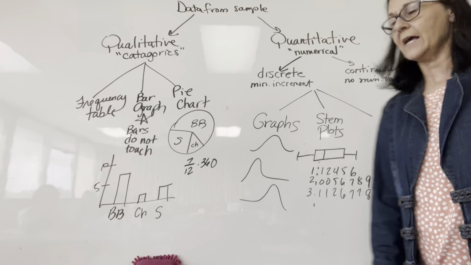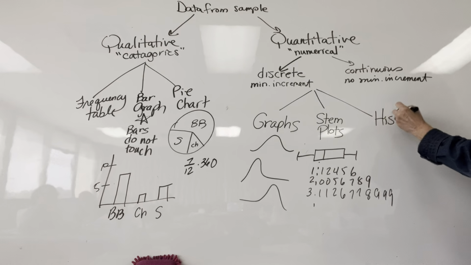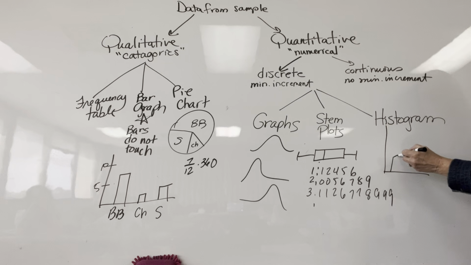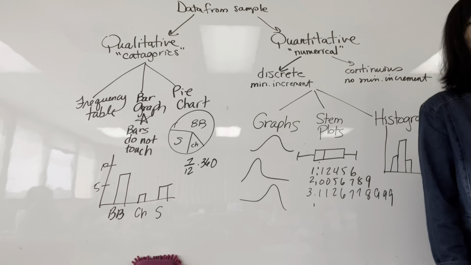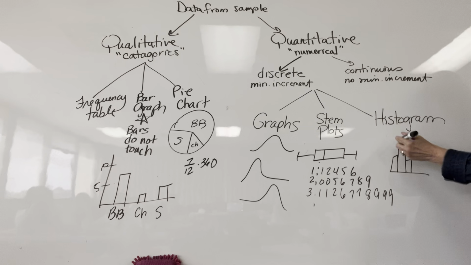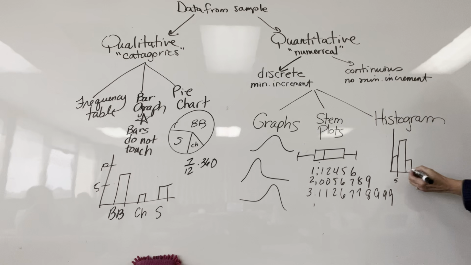And the last one is a histogram. A histogram is what you've seen on the ACT. It's a bar graph that touches. What is the difference? Okay, I really need to draw this here, because it's all about numbers. So this is probably 0 to 5. Then this is probably greater than 5, less than 10. And this is greater than 10, less than 15. Got it?